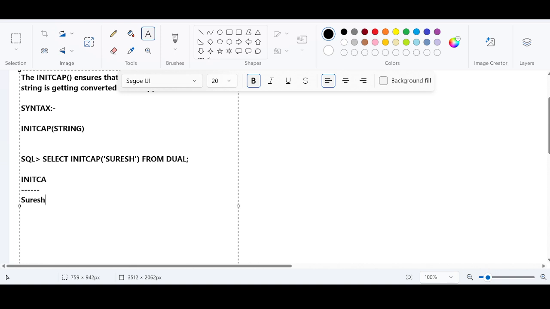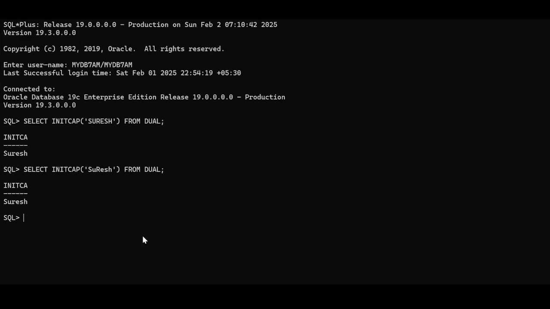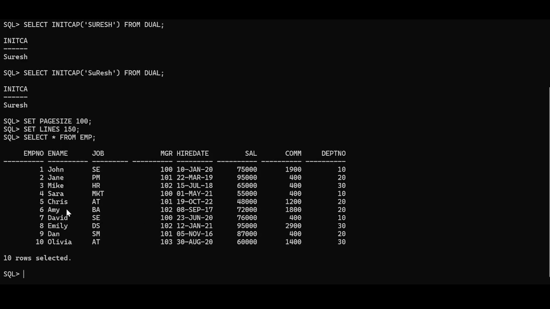Let us apply this to the real-time table that we have. Let me set page size 100, set lines 150. Select star from EMP. So we have the employee table. Over here, if you see, we have employees, and every data is in the right format. You have John, Jane, Mike, Sarah. Everything is arranged in the right format.